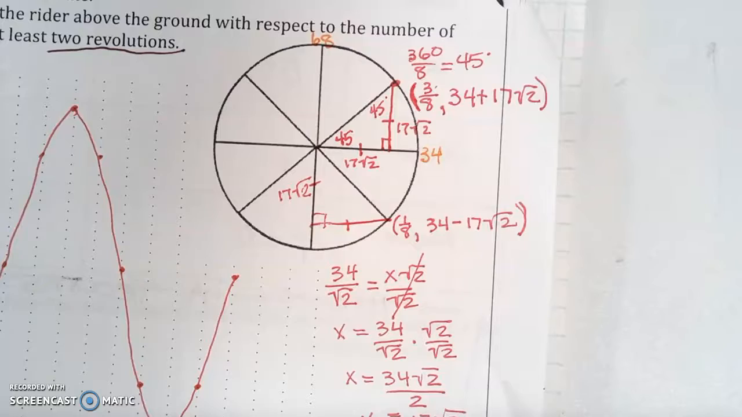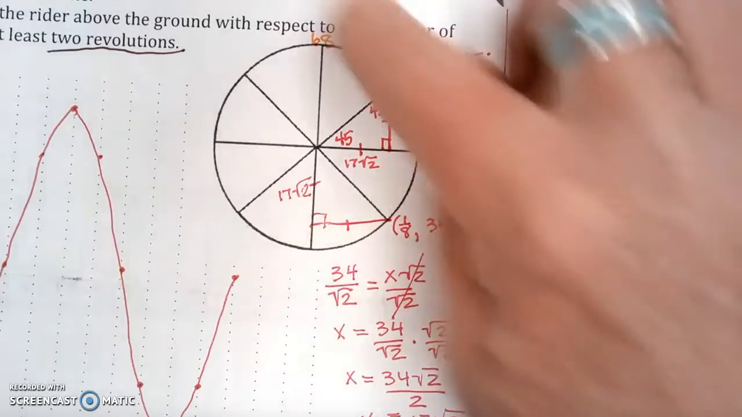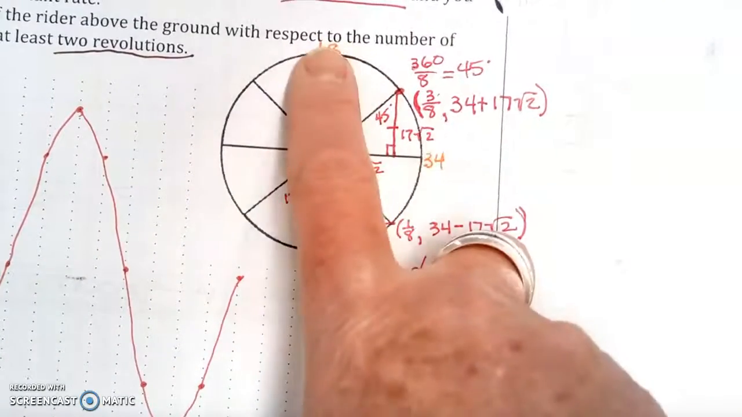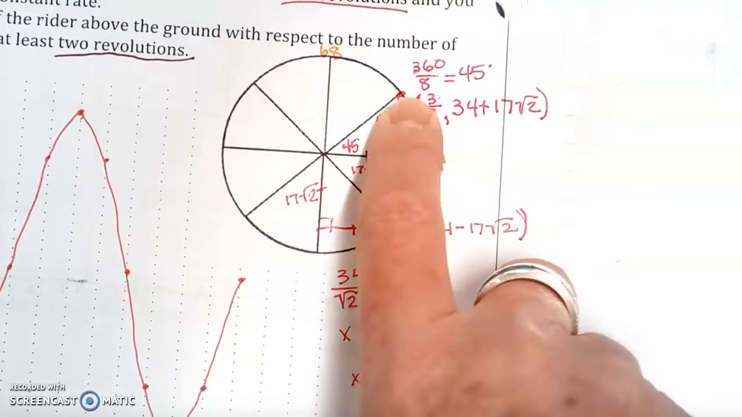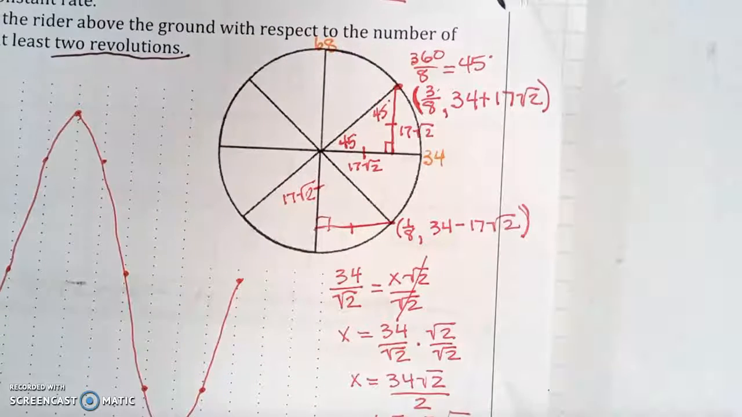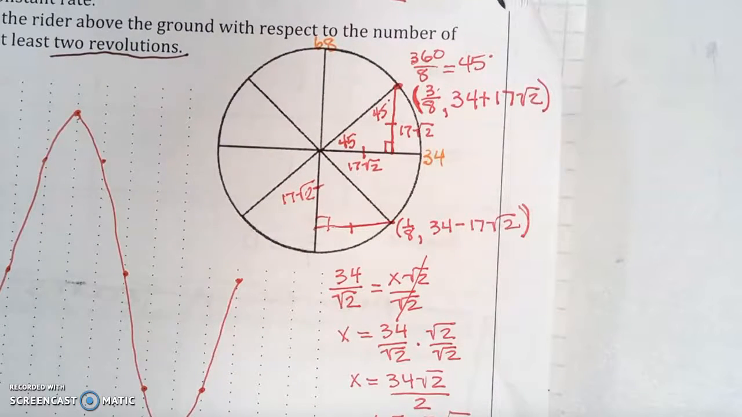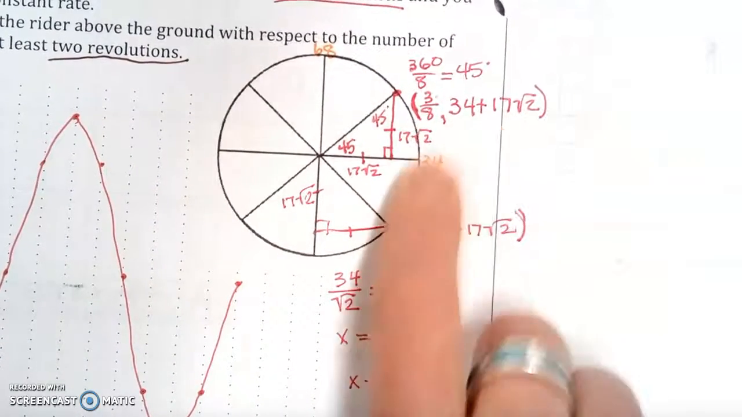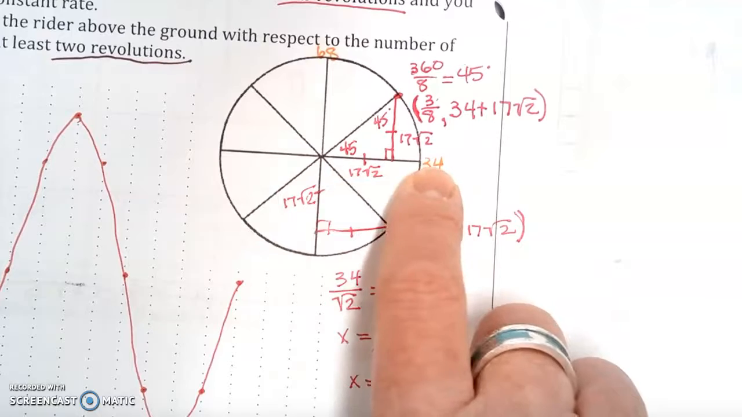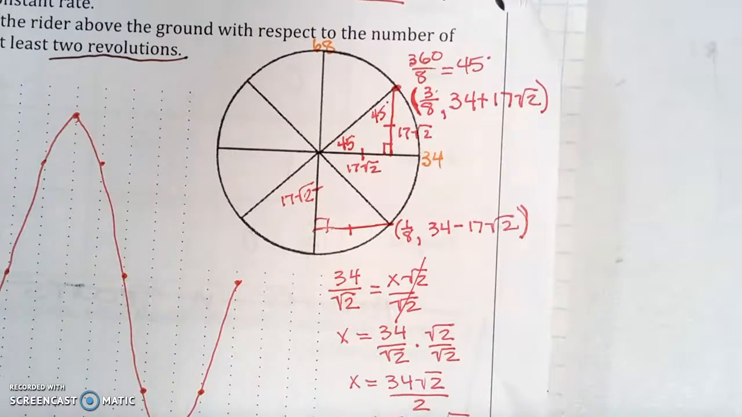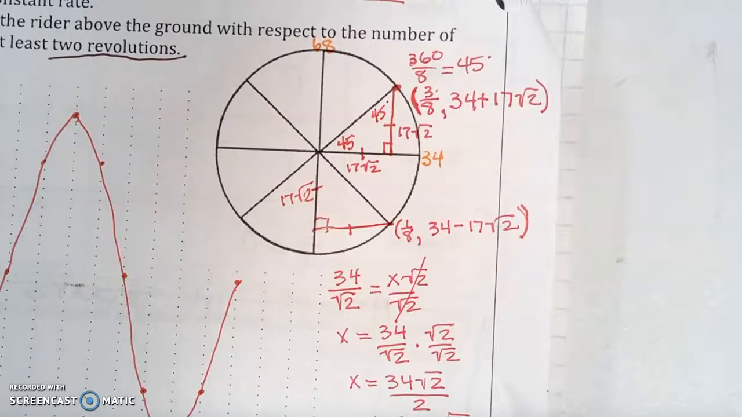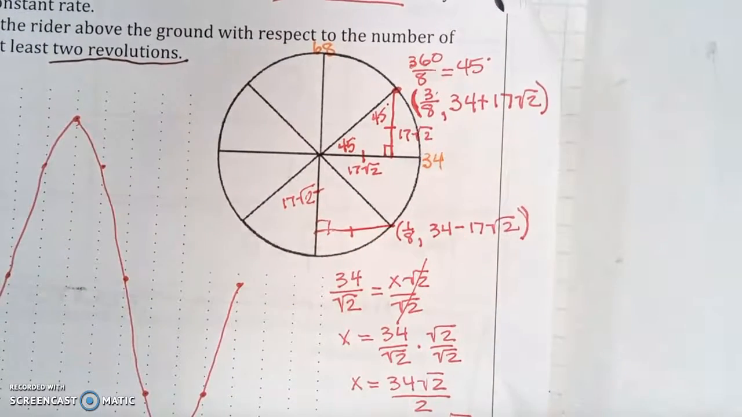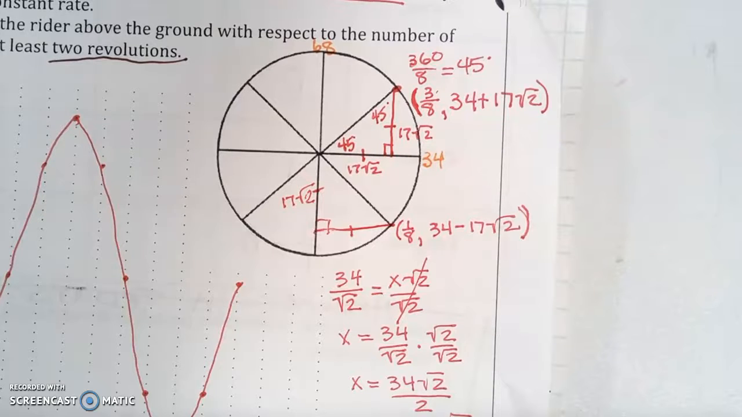And then for each of the locations on here, we have to figure out where it's going to be. So for the first 45 degrees, we've gone 3/8 of a complete rotation. And that's going to be the cosine. And then we've gone 34 feet up from the ground, plus 17 rad 2 more. And then down here, we would have gone 34 minus 17 rad 2, because each leg is 17 rad 2.